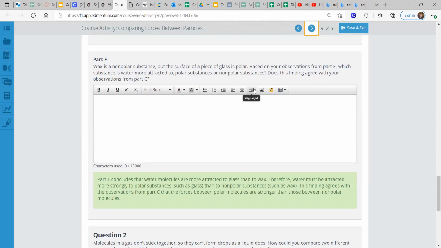Based on part E, which substance is water more attracted to? Polar substances or non-polar substances? Does this finding agree with your observations from part C? Water must be attracted more strongly to polar substances like glass than to non-polar substances like wax. This finding agrees with the observations from part C that the forces between polar molecules are stronger than those between non-polar molecules.